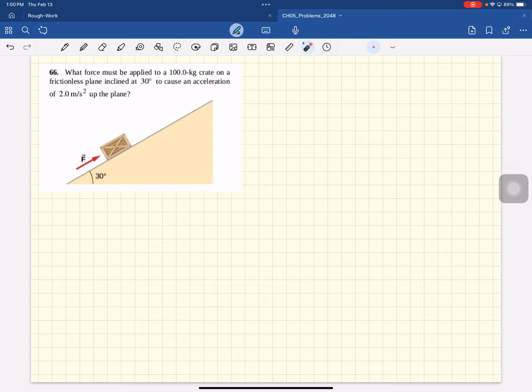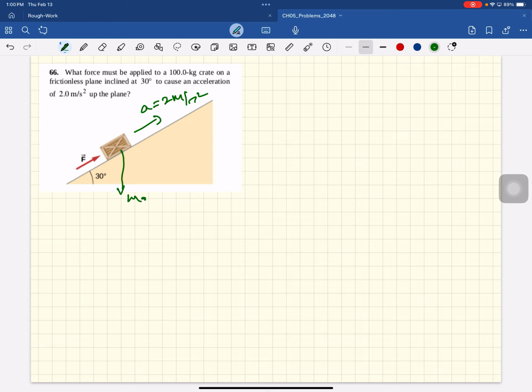In this problem, it says what force must be applied on a 100 kg crate on a frictionless plane inclined at an angle of 30 degrees to cause an acceleration of 2 meters per second squared up the plane. So you want an acceleration of 2 meters per second squared. There's no friction. This is the force applied. Is there any other force acting on the box? Gravity.